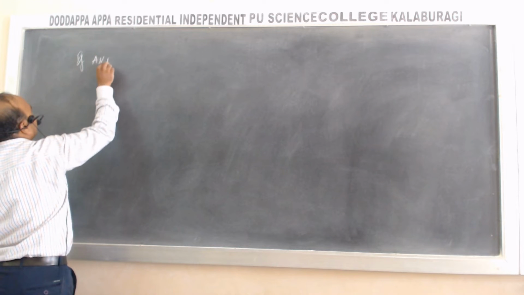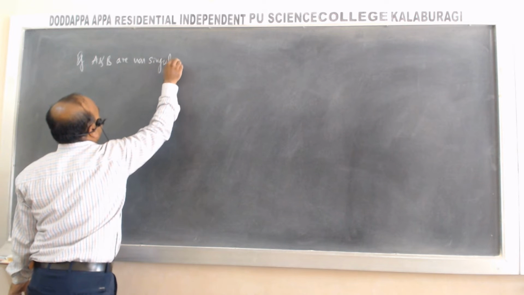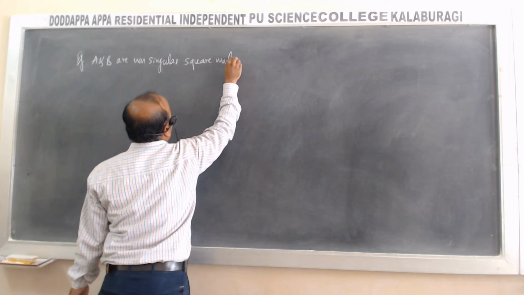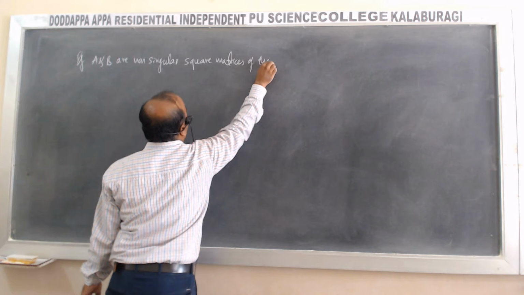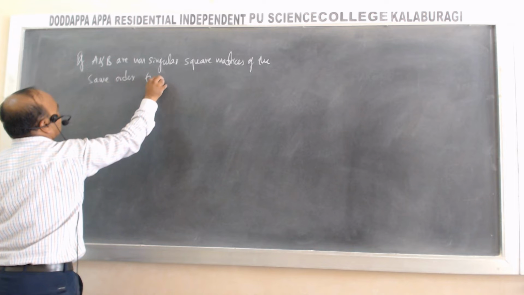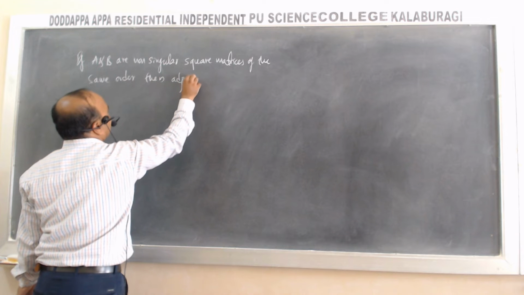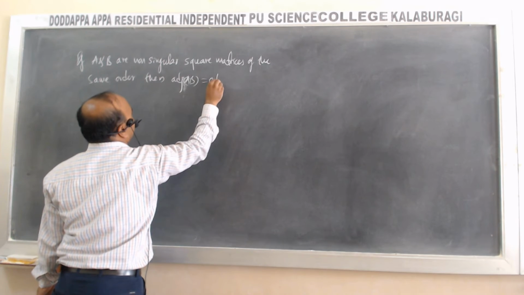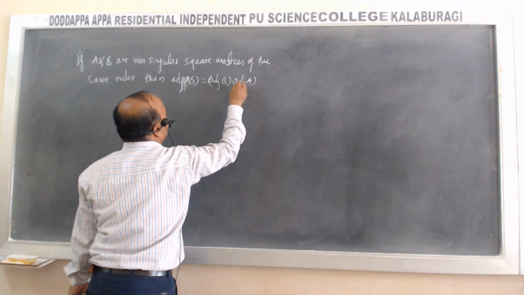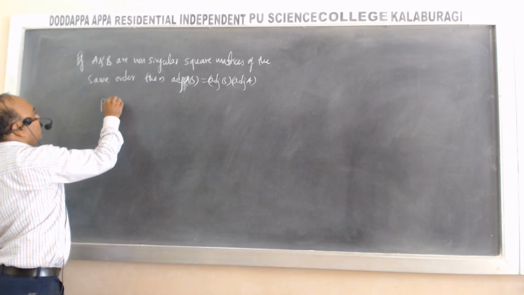If A and B are non-singular square matrices of the same order, then adjoint of AB is equal to adjoint of B into adjoint of A. So this is the property. We can prove this one, proof of this.